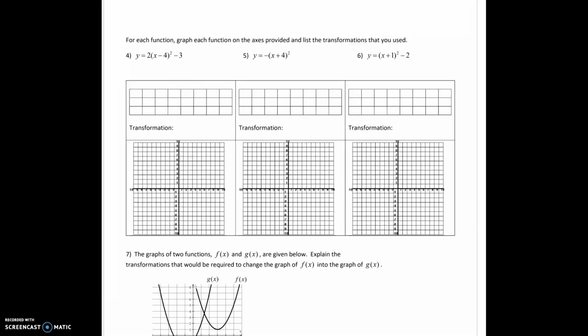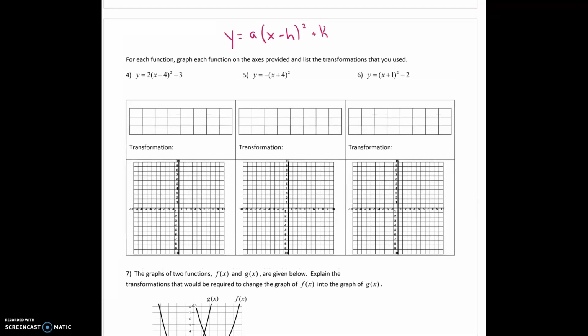So first of all, these are all in vertex form, and we have this in our flip book under graphing using transformations. And we talked about the different things that these can do. So let me make a little more room to write. y equals a(x minus h) squared. The first thing that a can do is it might flip it, and you're going to see the flip if that is a negative.